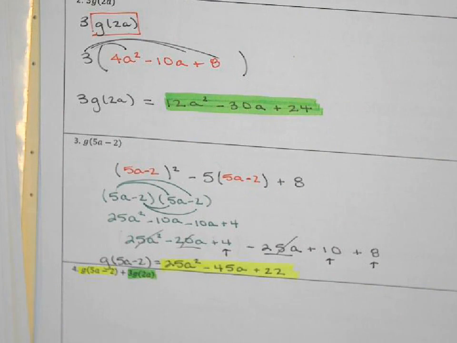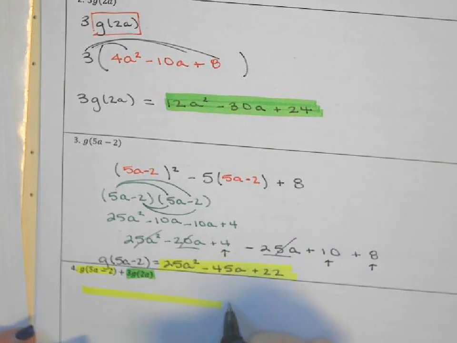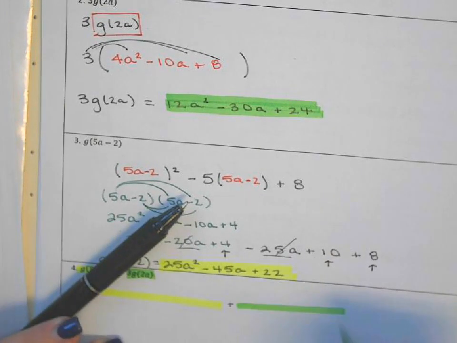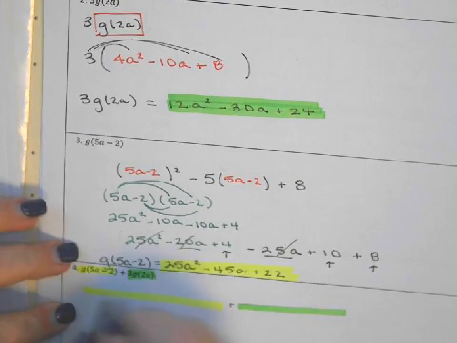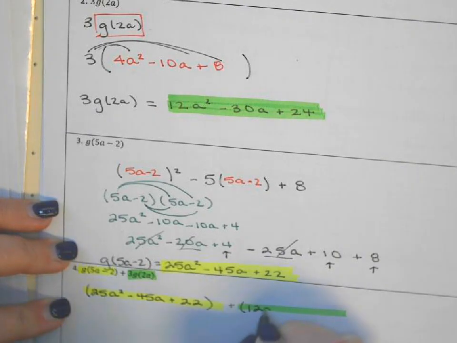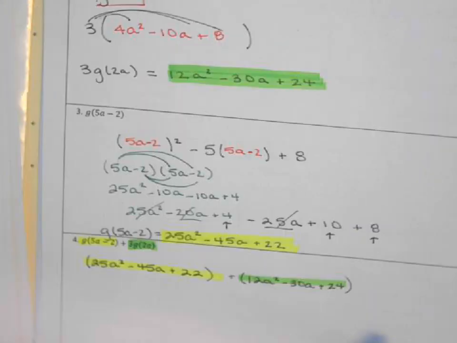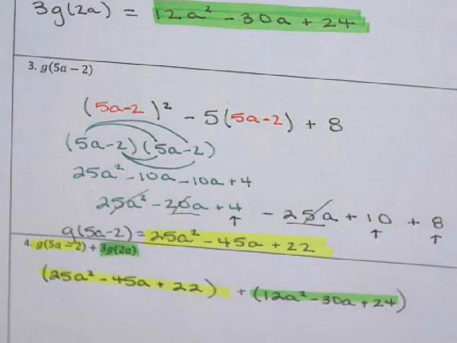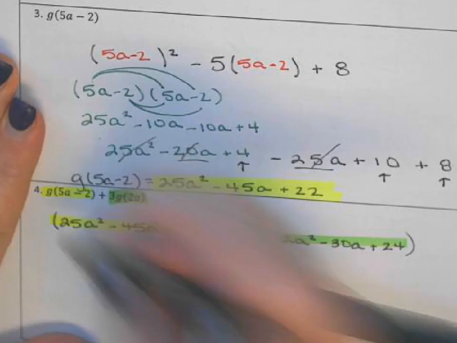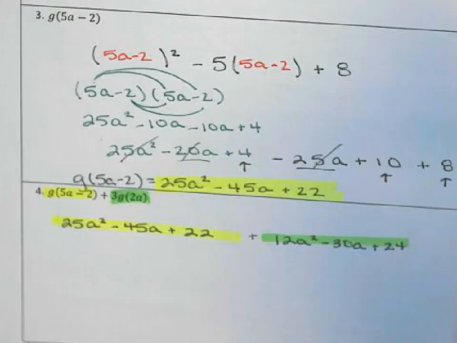So what I'm going to do is take the yellow and add it to the green, and we'll see what we get. So the yellow was 25a squared minus 45a plus 22. And the green was 12a squared minus 30a plus 24. Now if I'm just adding 2 polynomials, what do I need to do here? Combine like terms, that's it. Do you need the parentheses? Nope, the parentheses don't mean anything. So I get rid of those parentheses and I just combine the like terms.